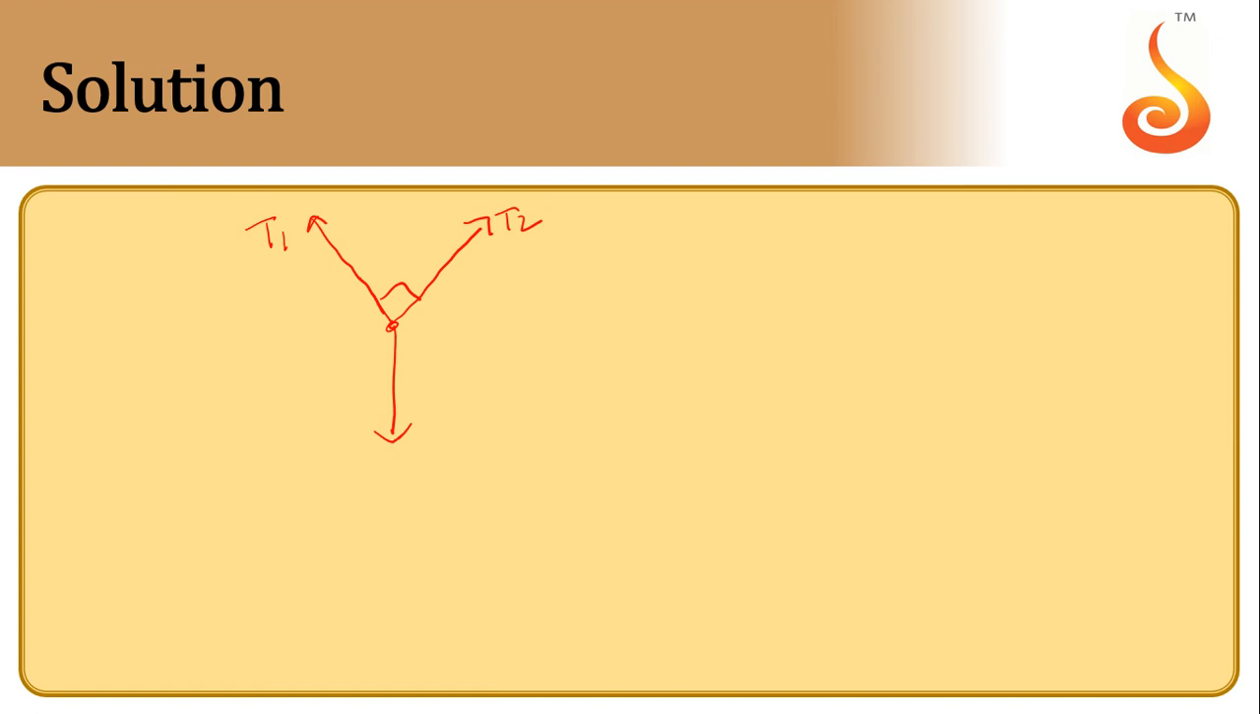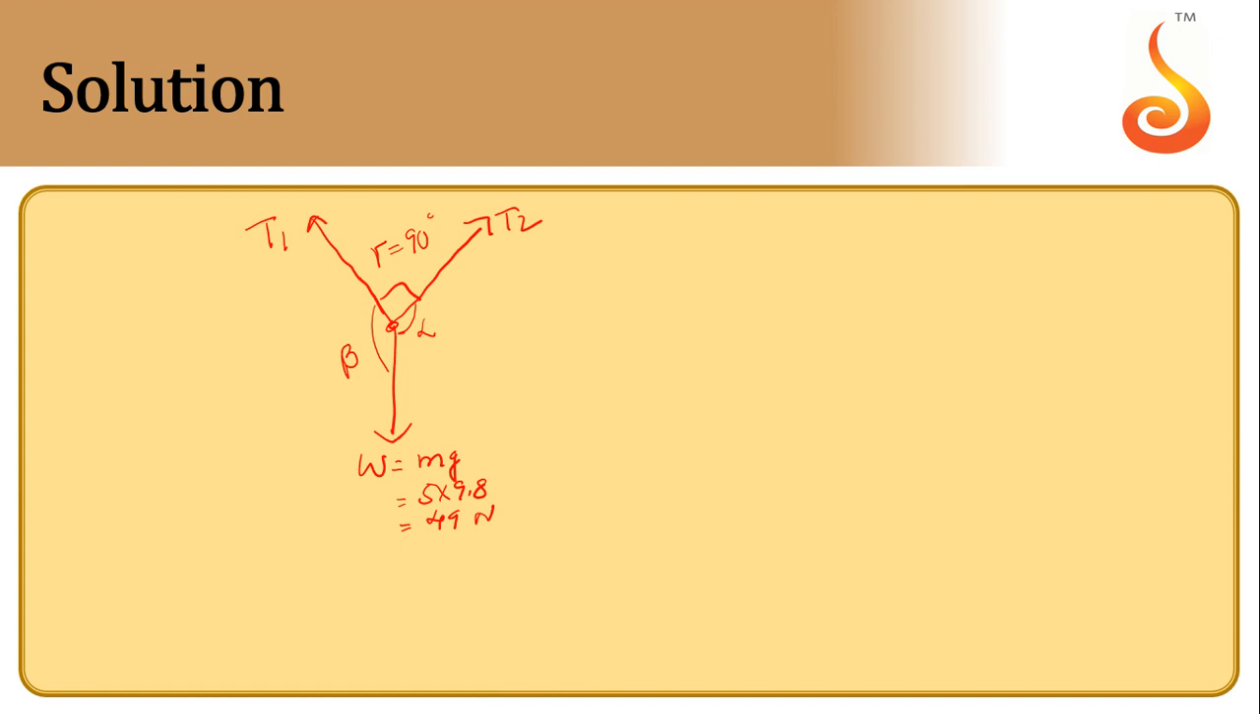So how much is that? Weight is equal to m into g. What is the mass? 5. 5 into 9.8. So I'll just retain it in this form. That is 49 Newton. Now this is alpha, this is beta, and this is gamma, which is 90 degrees.